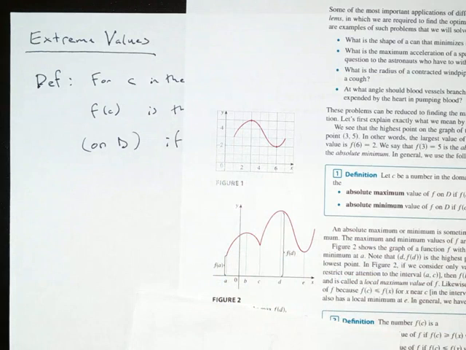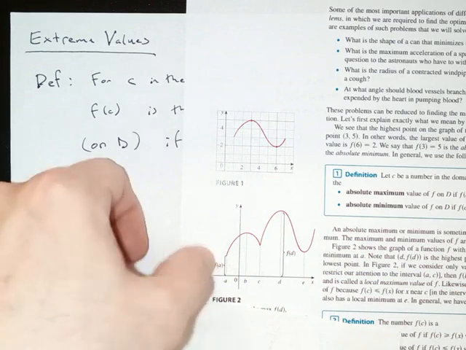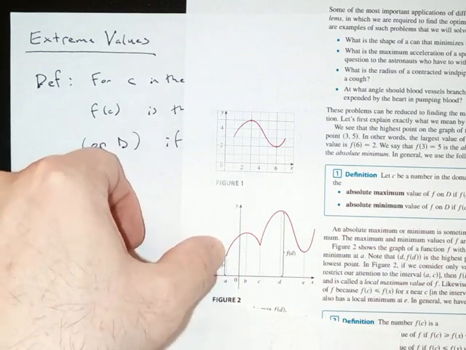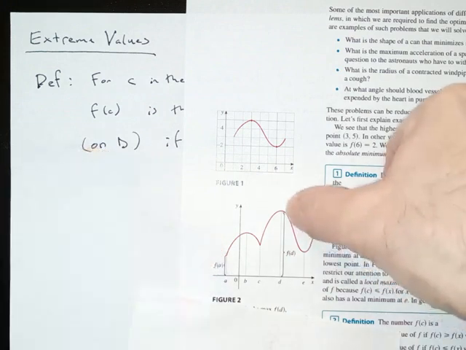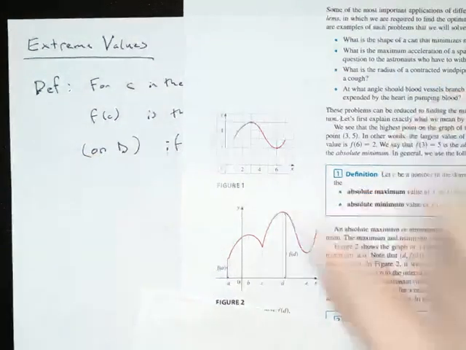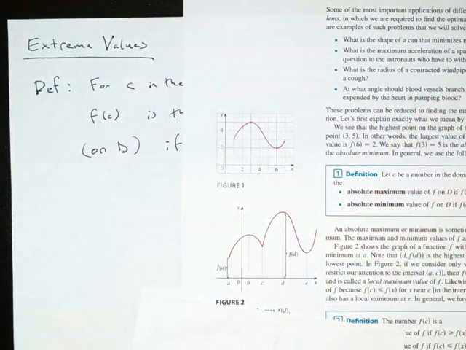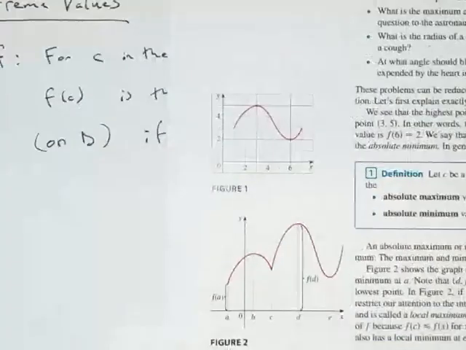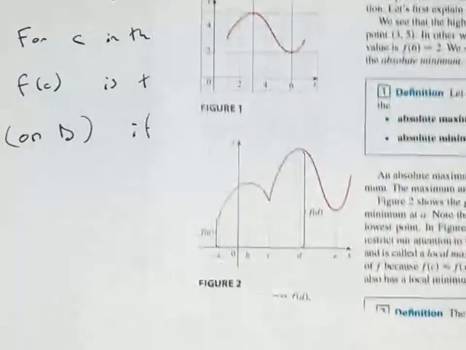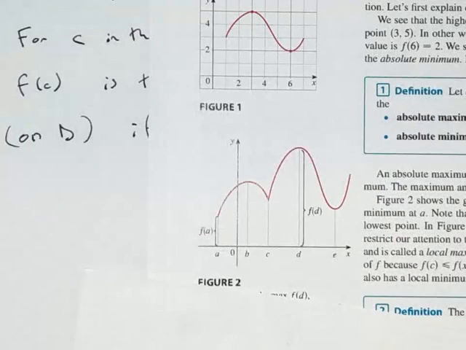In the lower picture, I have an absolute minimum value, whatever this y value is, f of a. I have an absolute maximum value. It's whatever this y value is, f of d. But they've labeled some other points in here. I've got b and c and e floating around in this picture. What's going on there? What's going on at b? Well, that's not the overall highest point.